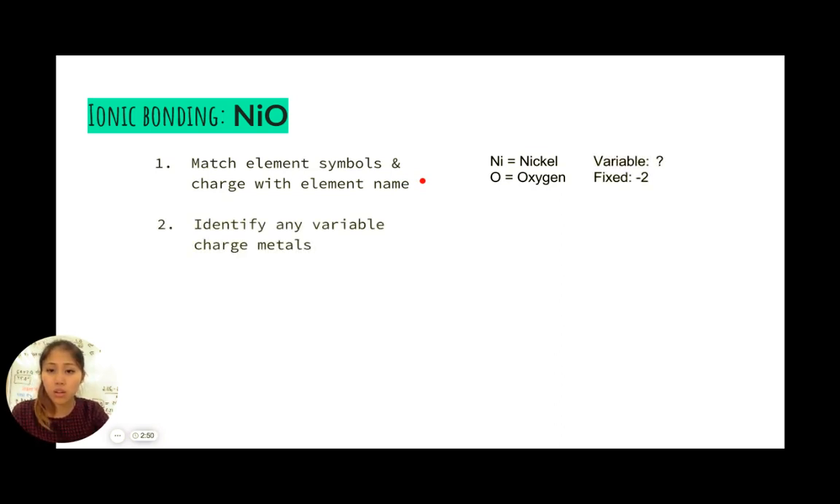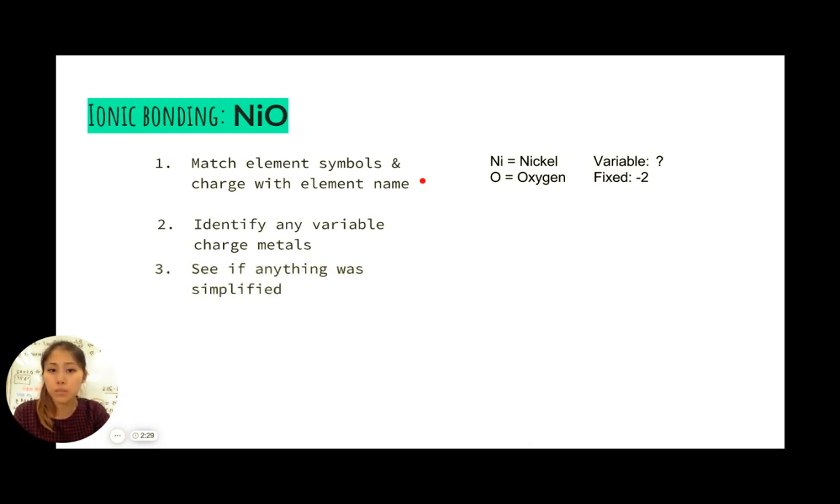We see that nickel is a transition metal. Nickel is not one of the 3 exceptions of aluminum, silver, or zinc, so we know that it's a variable charge metal. Oxygen is in group 6. It has a fixed charge of -2, it's an anion. So we label that first.